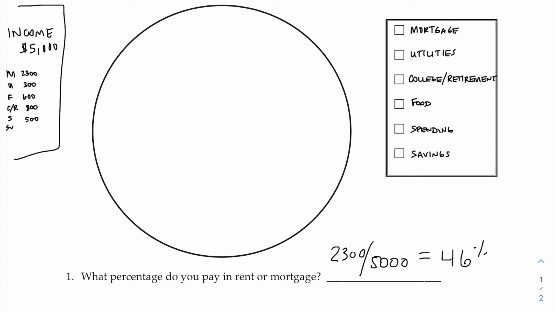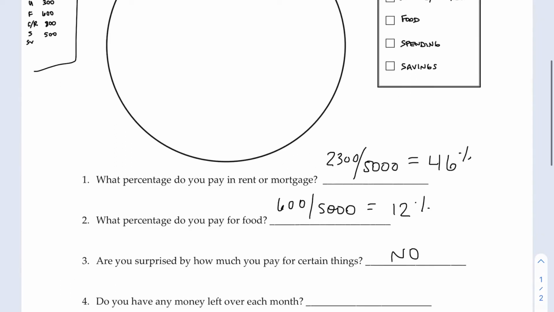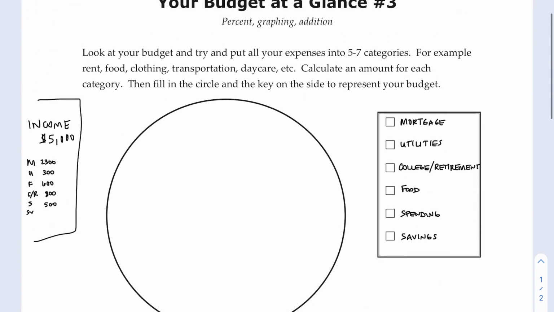Okay, and then for food. Food here, 600 out of 5,000. And it looks like we're spending about 12% of our budget on food. That's groceries. Am I surprised at how much I spend on certain things? No, right? Stuff costs money, is what it is. And then do I have money left over? Well, we got to do a little legwork before we find that out. So let's figure out the percentages for these other ones here.